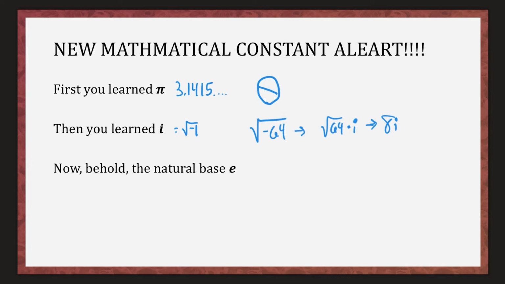But now we're going to learn a new one, and it is the natural base e. It's also called Euler's number. Euler is spelled E-U-L-E-R, and it was named after the mathematician that first calculated its value. Now, e is another transcendental number like pi. It is a decimal that keeps going and doesn't repeat. It starts off with 2.7182818 and it keeps going just like pi does forever and ever.